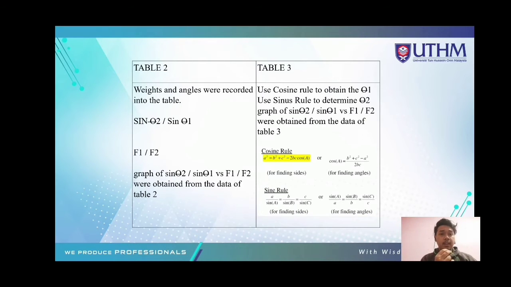For table 3, we need to use the cosine rule to obtain theta 1 and also the sine rule to determine theta 2. This is different from table 2 because in table 2 we need to find the angle by using a protractor. So, from the slide we show the cosine rule formula and also the sine rule formula.